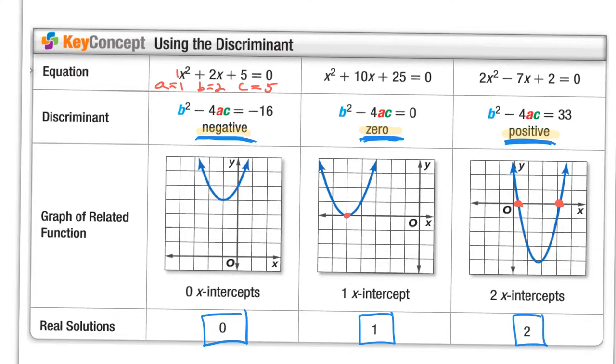And that's what we want to say. When it's positive, we know we have 2 real solutions. When it equals 0, we have 1 real solution. And when it's negative, we have no real solutions, which means we have imaginary, but we're not going to do those imaginary in this class.